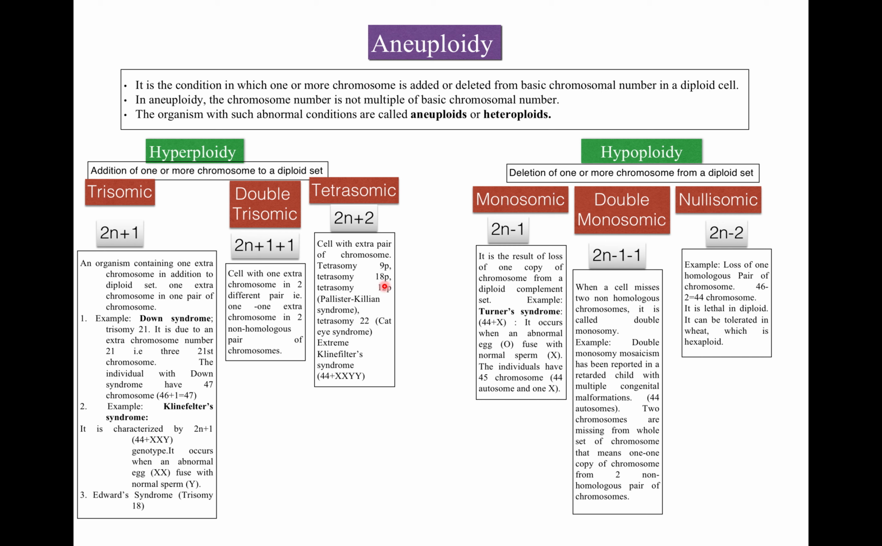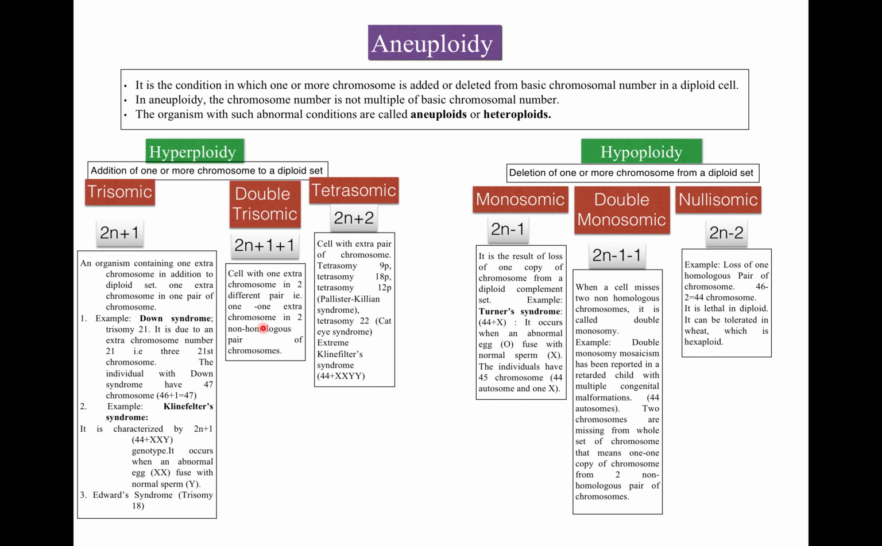it may be tetrasomy 9p, tetrasomy 18p, tetrasomy 12p, which is also known as Pallister-Killian syndrome, tetrasomy 22, Cat-Eye syndrome, or extreme Klinefelter syndrome, where you can see 44 plus XXYY. So 44, 45, 46, 47, 48. So there are 48 chromosomes, or we can say 24 pairs of chromosomes instead of 23 pairs of chromosomes. So it is a tetrasomy.